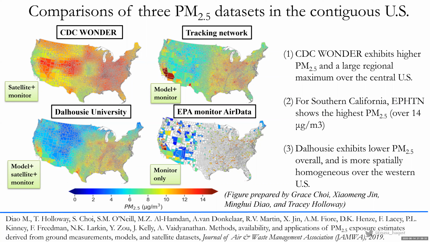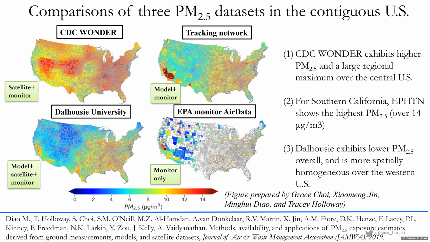In this comparison, we only conducted the analysis for the year of 2011, and yet we can already see a lot of discrepancies among these datasets, such as the CDC WONDER data exhibiting higher PM2.5 and a larger regional maximum over the central US, or the EPHTN tracking network data showing the highest PM2.5 in Southern California, and the Dalhousie data exhibiting lower PM2.5 overall and being more homogeneous over the Western US.